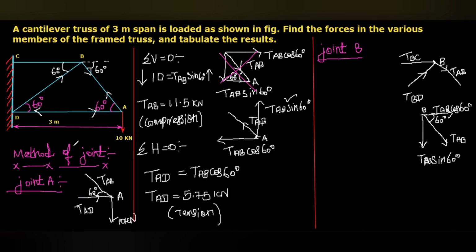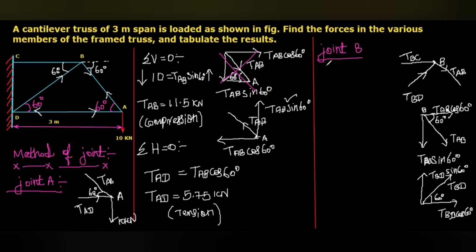As I mentioned earlier, this TBD is acting at 60 degrees with respect to the horizontal. So I'm going to resolve that TBD. The horizontal component, with this 60 degrees, is TBD cos 60 degree. The vertical component is TBD sine 60 degree. Okay, TBD cos 60, TBD sine 60.